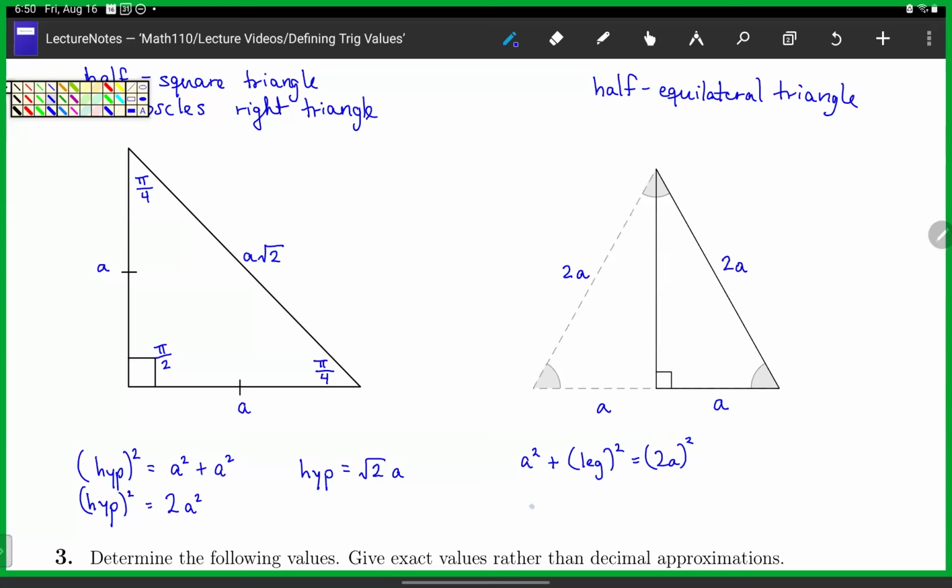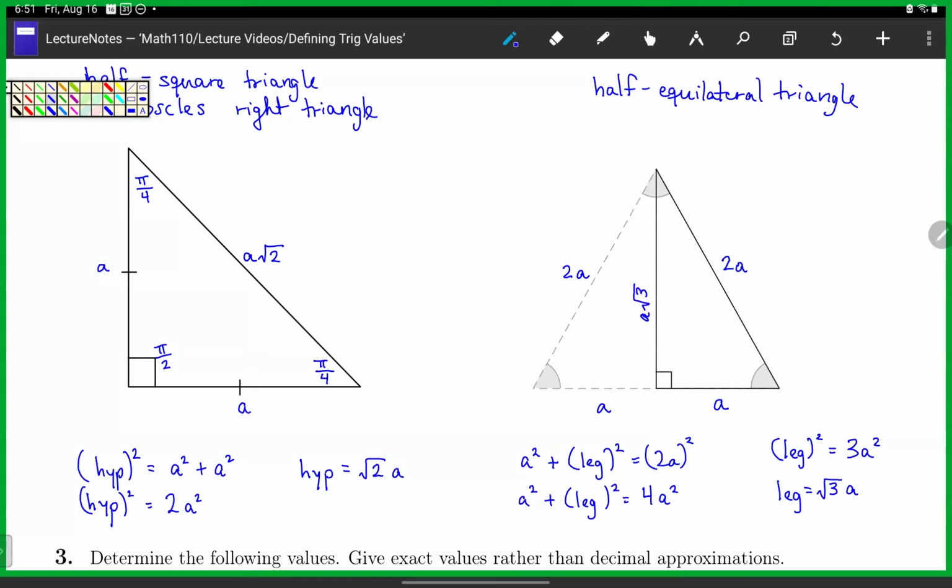So that means the a squared plus the leg squared is 4 times a squared. So that says the leg squared has to equal 3a squared. So the leg has to be the square root of 3 times a, or I usually write it as a root 3.